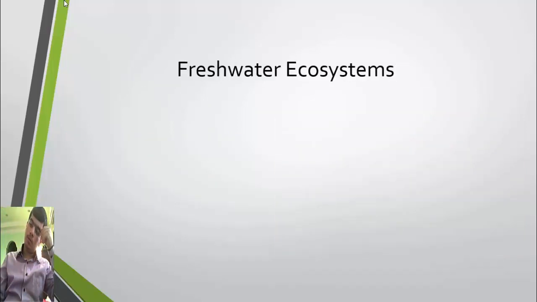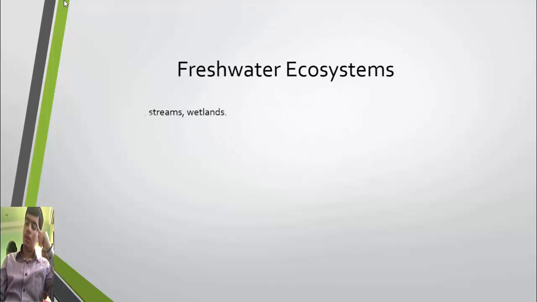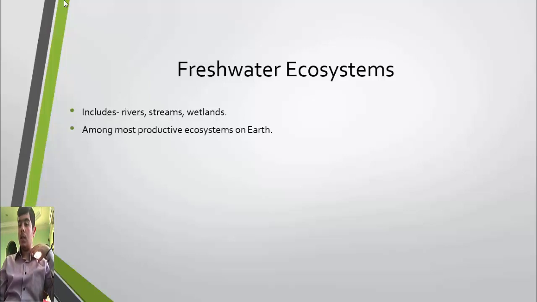Freshwater ecosystems. It includes rivers, streams, wetlands. Here we're going to see what wetlands are. So a mangrove forest is a wetland. Among the most productive ecosystems. What's the most among the most productive ecosystems? We will know.